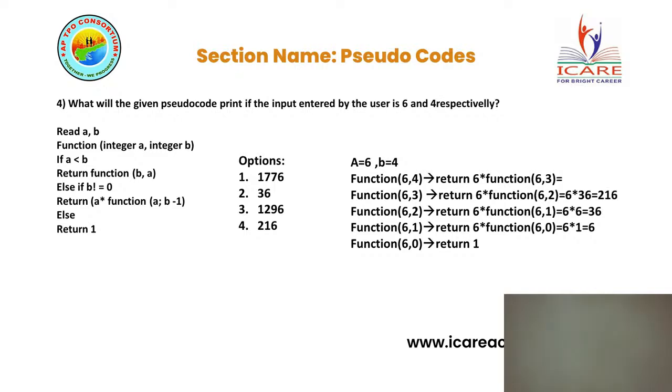So where will this 216 go? Here we are writing it: 6 into function of 6 comma 3, whose value is 216. So 216 into 6 will be 1296. So we have initially called the function of 6 comma 4. Whenever we are calling the function of 6 comma 4, we are getting the value 1296.